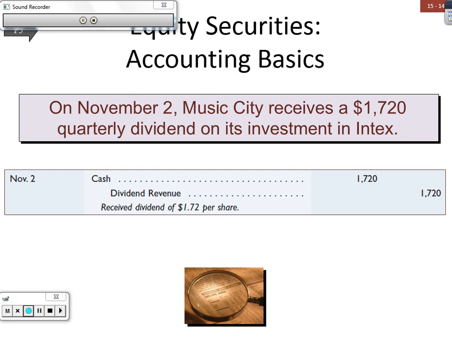Debit to cash for $1,720. Dividend revenue of $1,720 earned. It says received dividends for $1.72 per share.